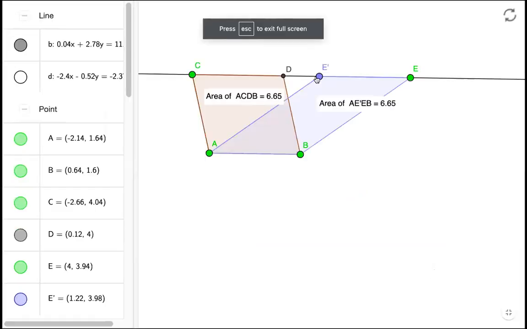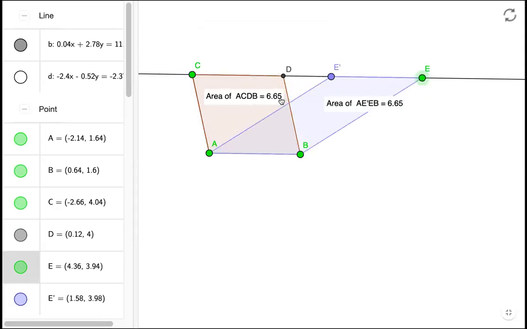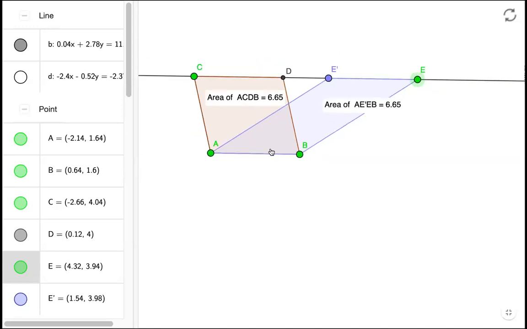Check out this picture. Look at this. Here I have a parallelogram whose area is 6.65. And here's another parallelogram. And notice how it has AB, this bottom line. It's the base of both parallelograms.